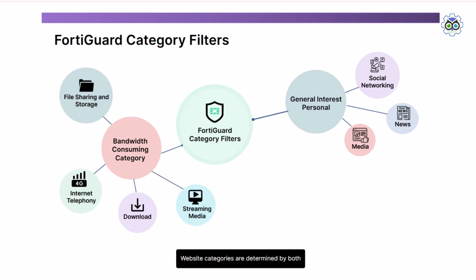Website categories are determined by both automated and human methods. The FortiGuard team has automatic web crawlers that look at various aspects of the website in order to come up with a rating. There are also people who examine websites and look into rating requests to determine categories.